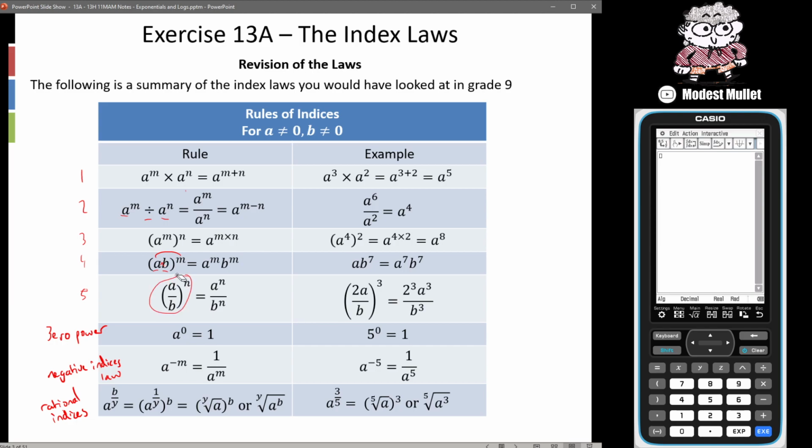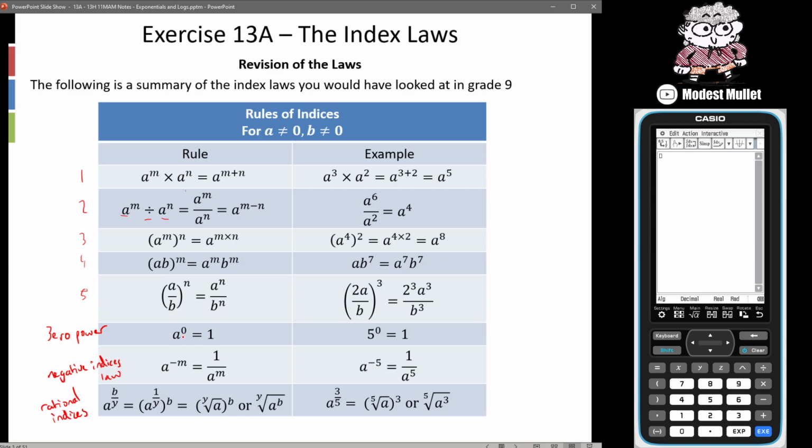And then the fifth law is sort of another version of the fourth law, where if we have two items that are divided, and then that's all to the power of n, we can bring that power into both of them as well. You can't apply law 4 and law 5 if there is a subtraction. So if you had a minus b to the power of 5, or even to the power of 2, as we know, we can't just turn that into a squared minus b squared. That's not correct, and we would know that if we just did the binomial expansion of that. So law 4 and law 5 only work if everything's either multiplied or divided.